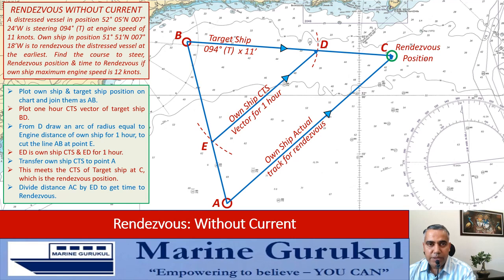Now to obtain the time of rendezvous, we measure the total distance to be covered by own ship. That is given by Alpha Charlie, AC, and we divide this distance AC by our engine speed that is given to us in the question as 12 knots. So time to rendezvous is given by AC distance divided by own ship engine speed of 12 knots.